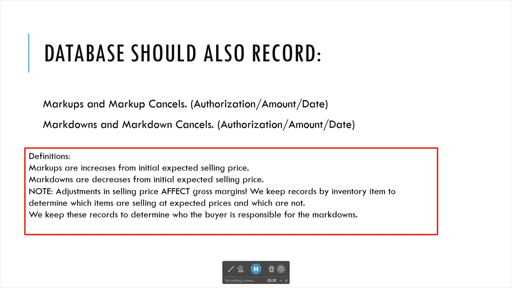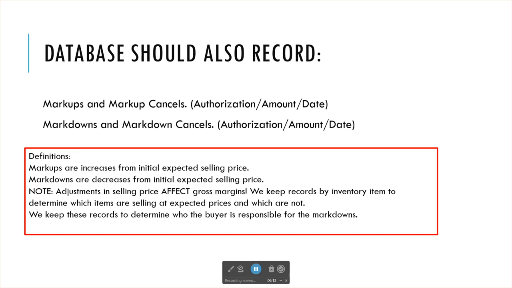I was talking about the database and the markups and the markdowns. We also have markup cancels and markdown cancels. A markup is an increase from that initial retail price that we put in when we establish the inventory item. A markdown is a decrease from that expected price. So if we see things that are selling and there may be shortages of items, I know it sounds a little unethical, doesn't it? But a retailer will mark up. And if things are not selling, they will mark down.